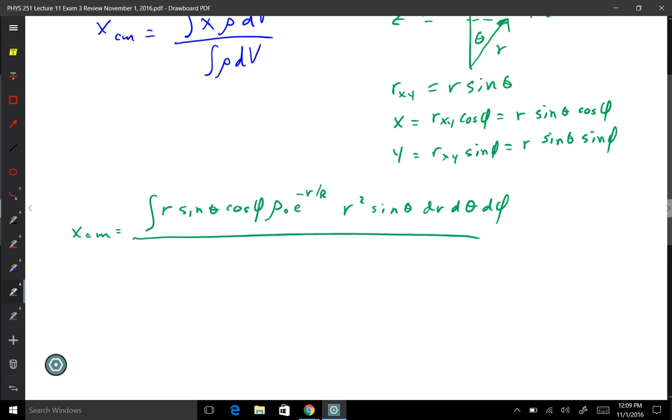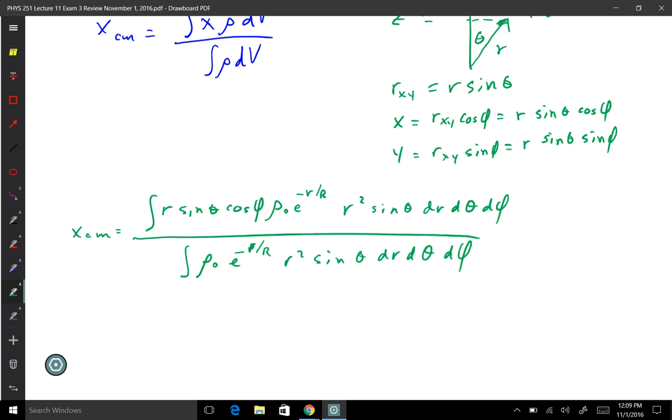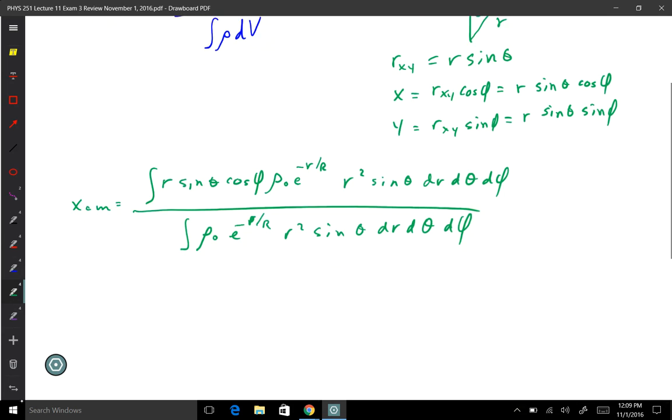Okay, so that's my numerator. My denominator is going to be the integral of rho naught e to the minus r over R. Oh, these are going to be fun integrals, especially because we know the numerator is going to have to give us 0. It seems like a lot of work when you know the answer is 0. That's why we say symmetry demands it.